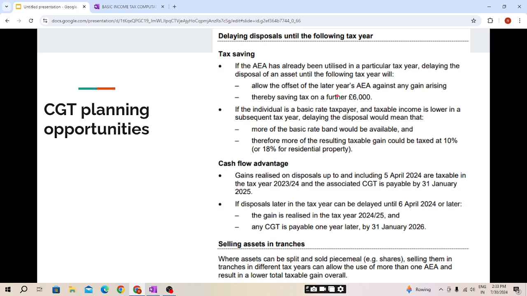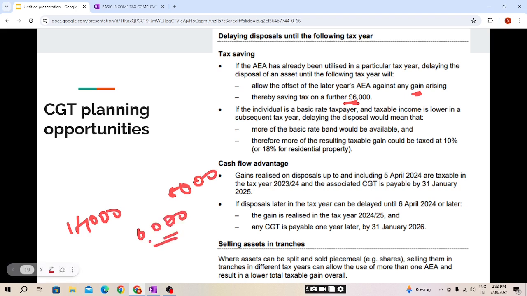Allow the offset of the later year AEA against the gain arising, thereby saving tax on the further 6,000. If you dispose in one year, students, the tax will be paid on 14,000, but if you split, you will be paying the tax on 8,000 only. So the tax saving is done on 6,000 pounds.